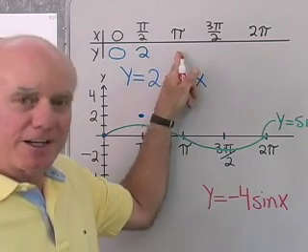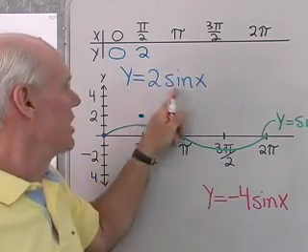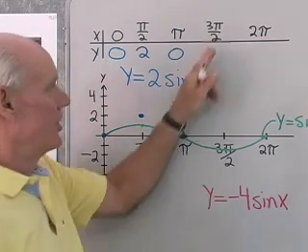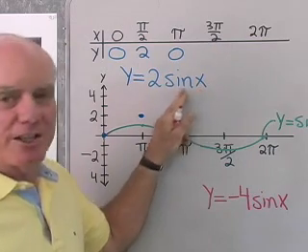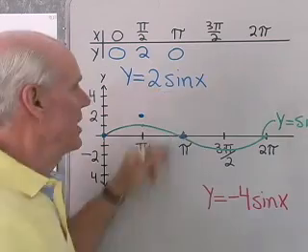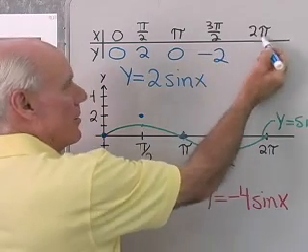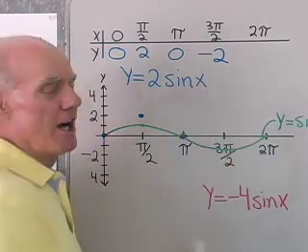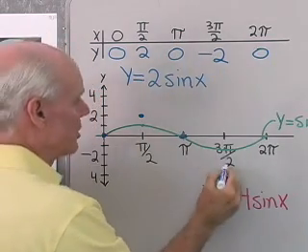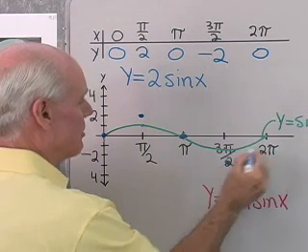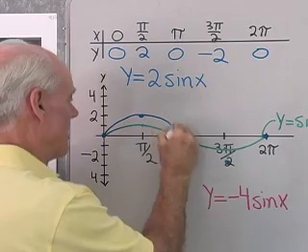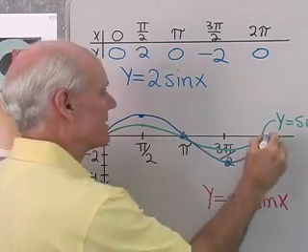Now when I put in pi, the sine is 0, and 2 times 0 is 0, so I'm back down here. I put in 3 pi over 2 for x, and the sine of 3 pi over 2 is negative 1. Negative 1 times 2 is negative 2. And then when I put in 2 pi, I get 0 for sine x, and 2 times 0 is 0 again. So you can see that the blue graph is going to drop down to negative 2 and then come back up to 0. If I sketch the graph of that, I'm going to get this.